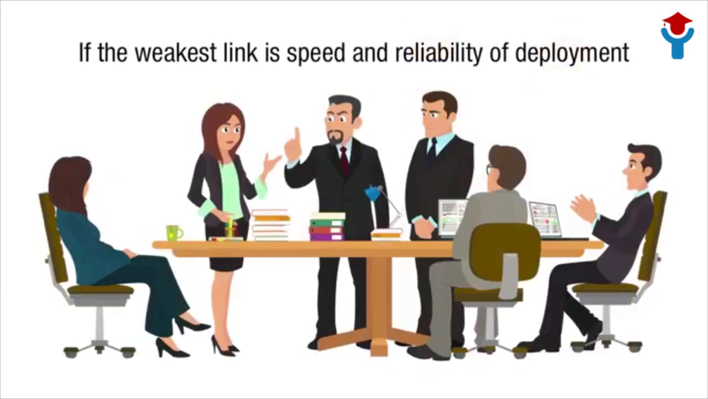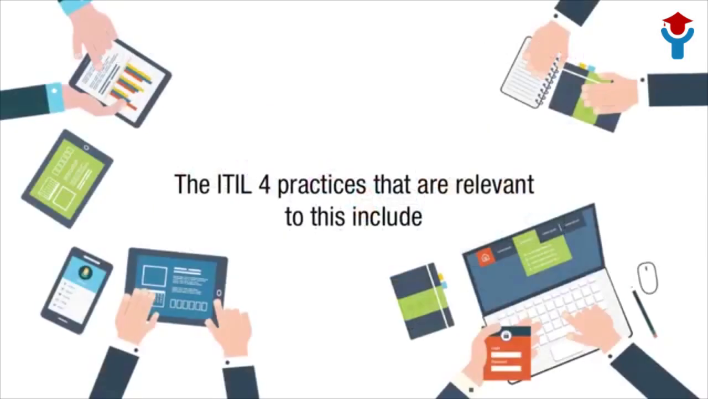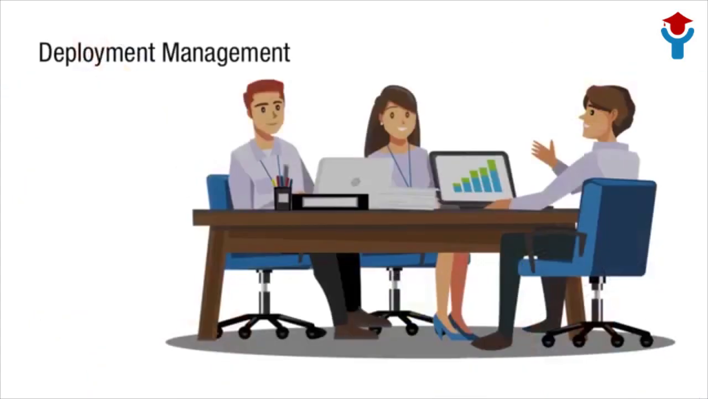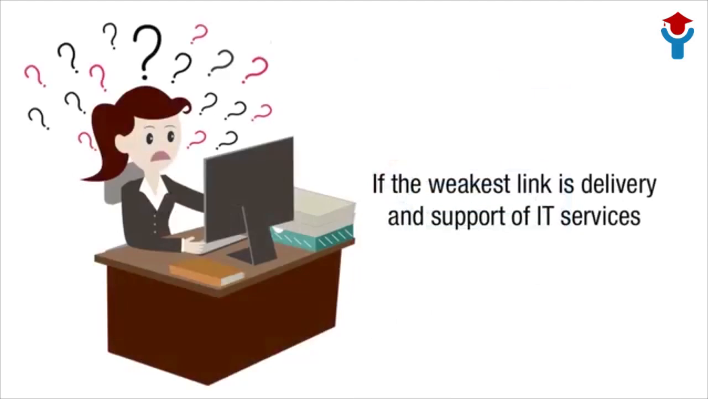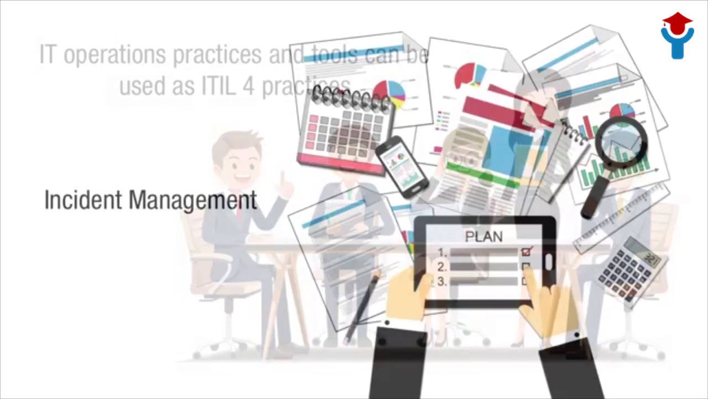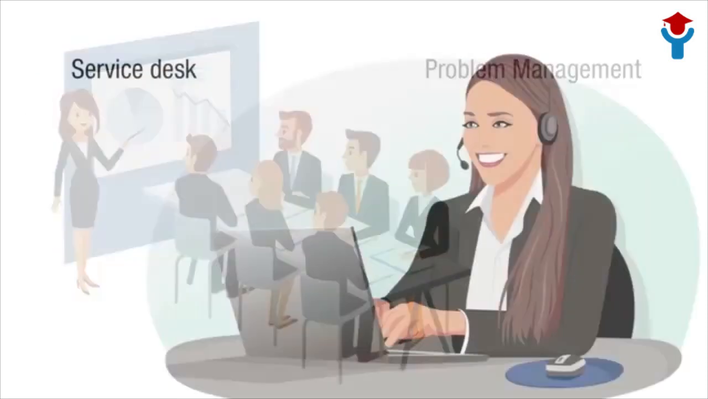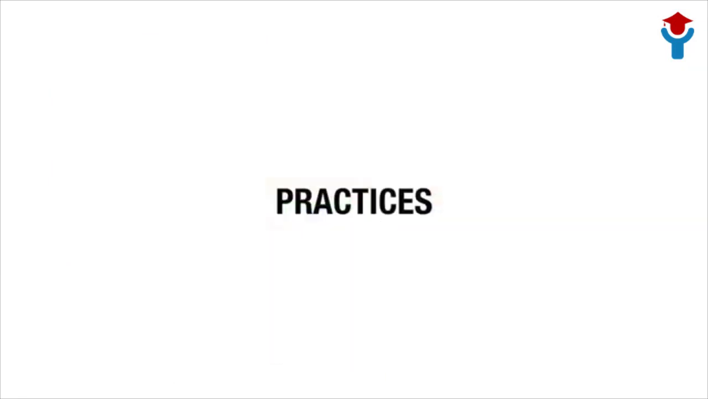If the weakest link is the speed and reliability of deployment, then using DevOps principles, technical practices, and tools can make a significant difference. The ITIL 4 practices that are relevant to this include deployment management, release management, and organizational change management. Finally, if the weakest link is the delivery and support of IT services, then IT operations practices and tools can be used, such as the ITIL 4 practices of incident management, problem management, service desk, and infrastructure and platform management.